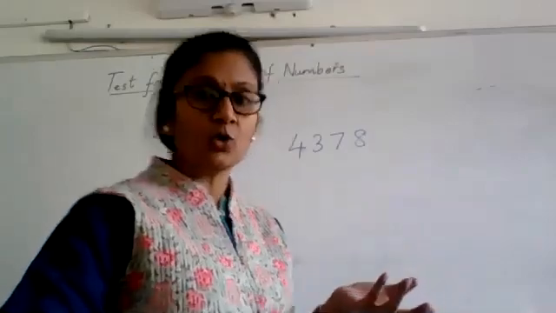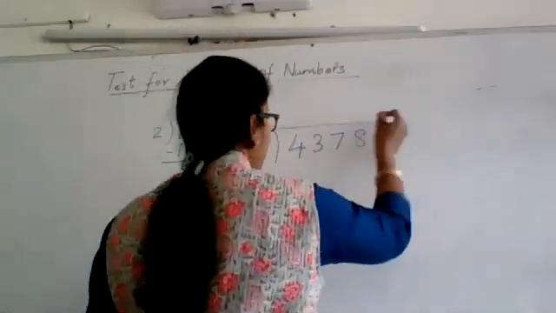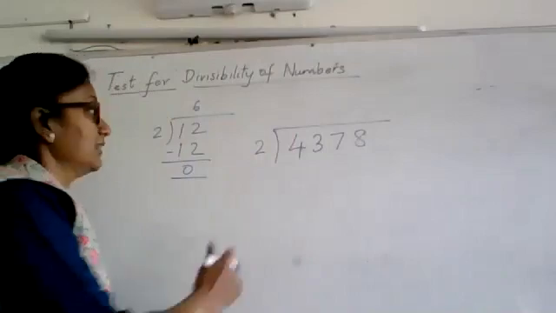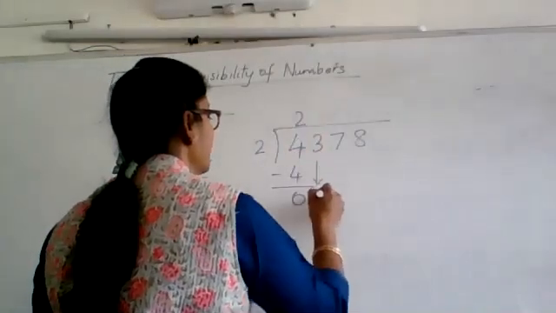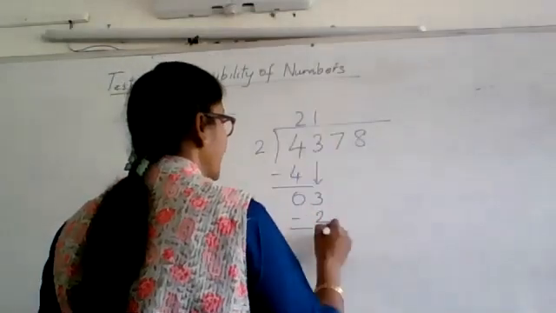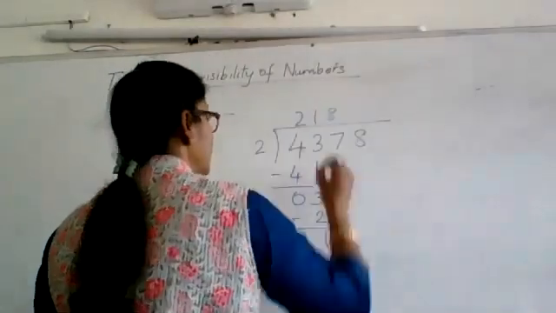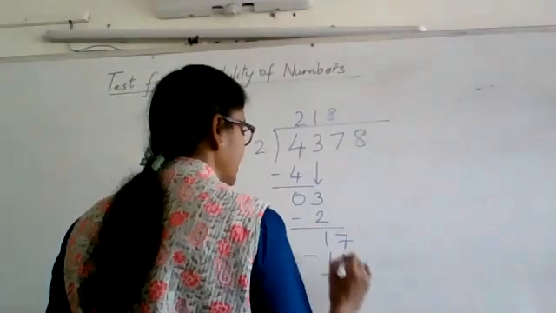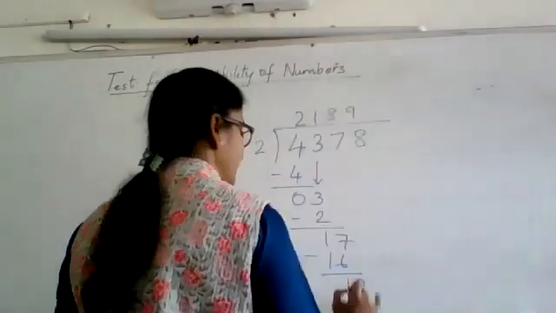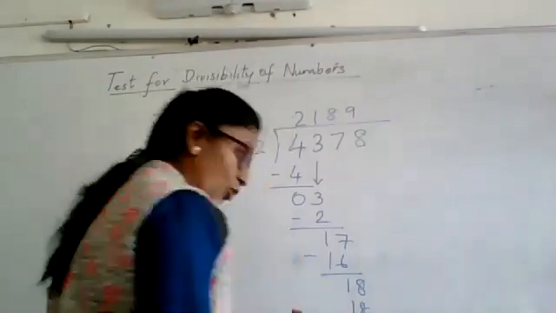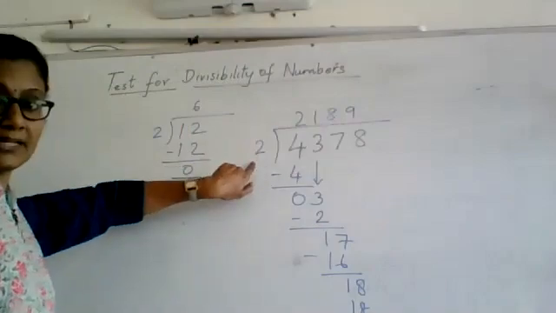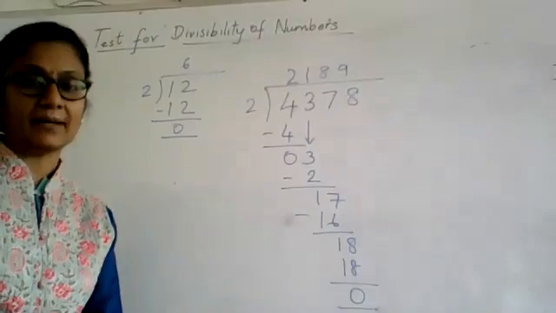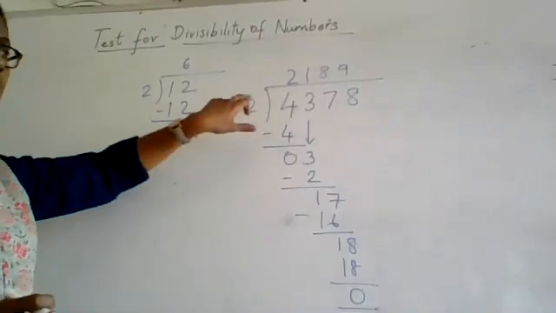So what best will you do? You will go and start dividing. You will take this number and divide with 2, and you will go on like this. 2 2s are 4, I subtract. Then I bring down 3, 2 1s are 2, subtract. Then bring down 7, 2 8s are 16. Then again a subtraction will give you 1, and then 2 9s are 18. So I get a remainder 0. Now you can say yes, 4378 is divisible by 2, because I am getting a remainder 0. Once I get a remainder 0, I know this number is divisible by 2.